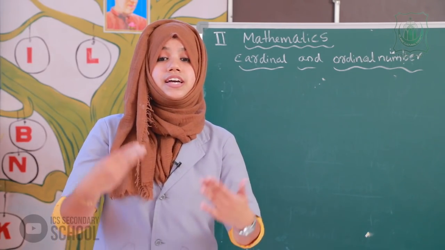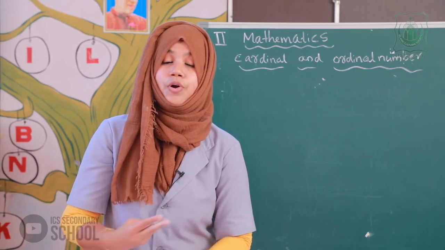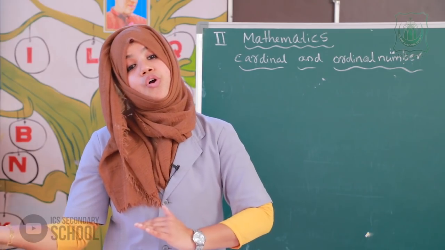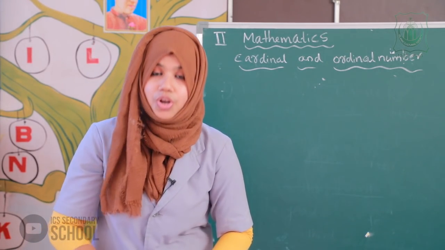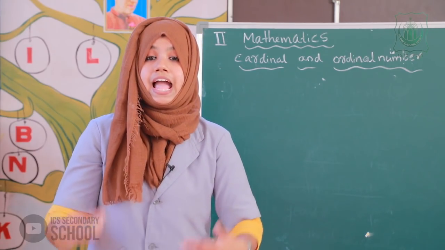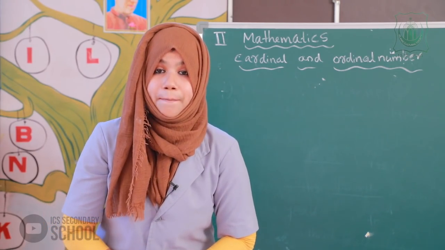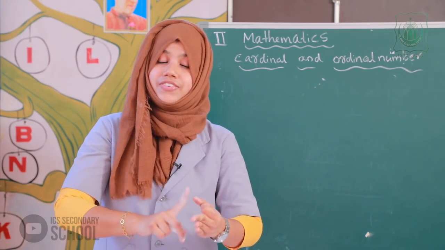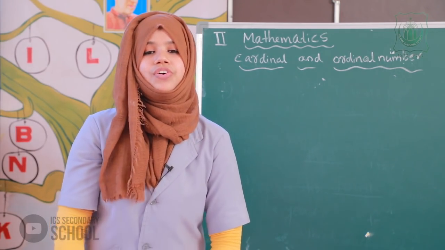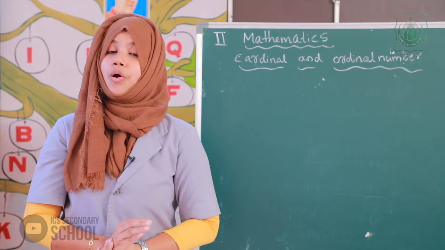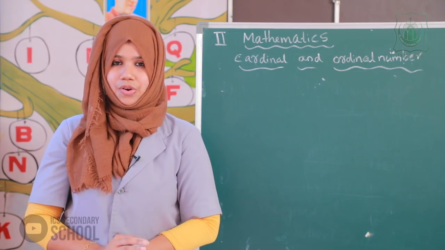Okay. And what is the ones place about the even and odd numbers? In an even number, the ones place is always 0, 2, 4, 6 or 8. Okay. And in an odd number, the ones place is always 1, 3, 5, 7 or 9. Okay. And our next topic is the ascending order and descending order.